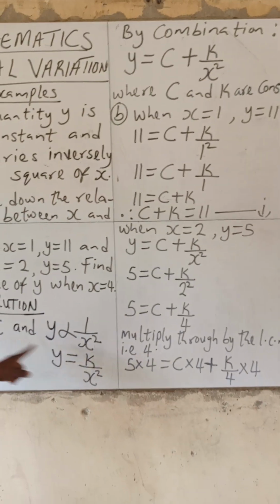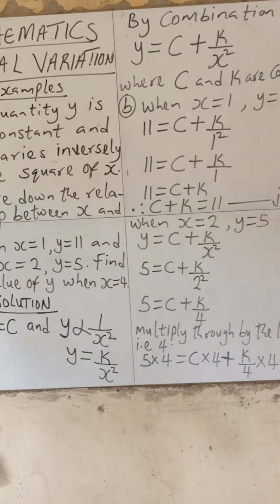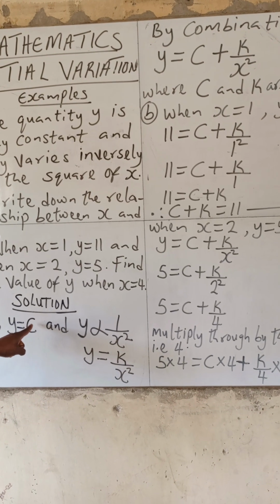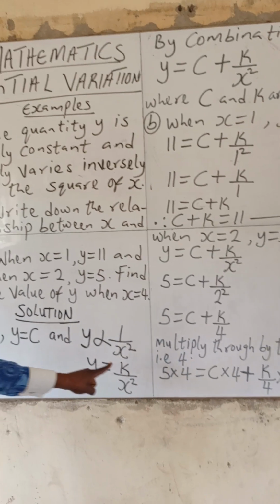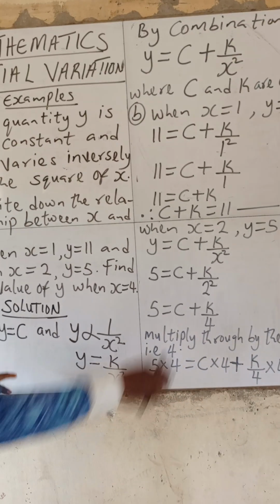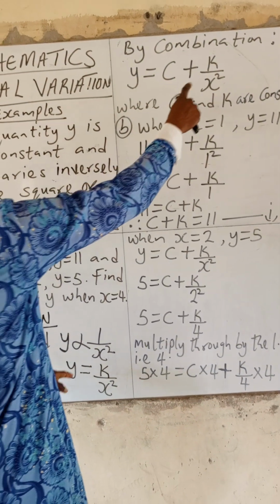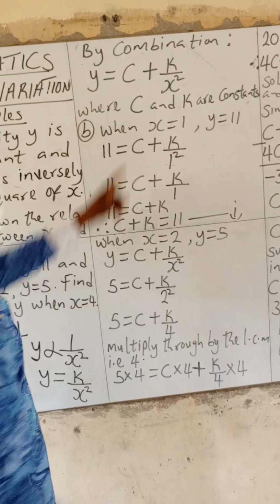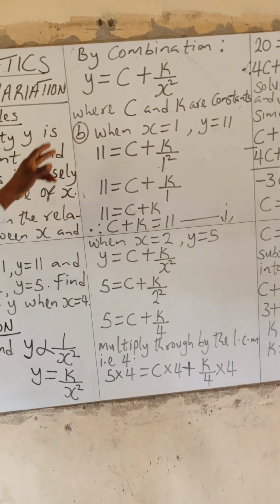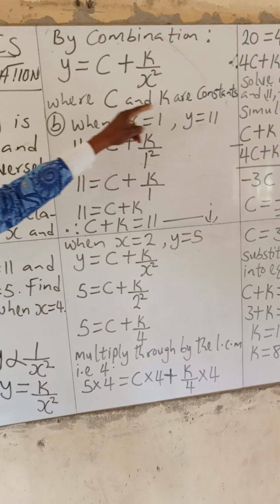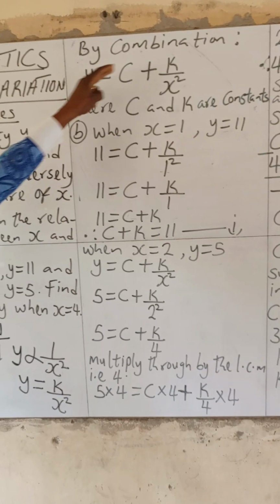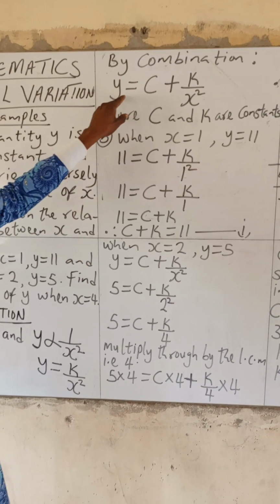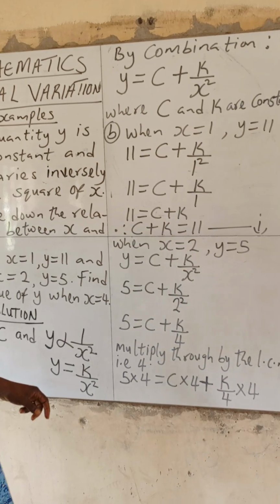Then y equals, we are going to add the constant and the variable together to get y. So that means y equals c plus k over x squared, where c and k are constants. So this is the relationship between y and x.